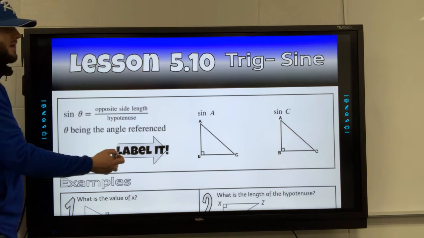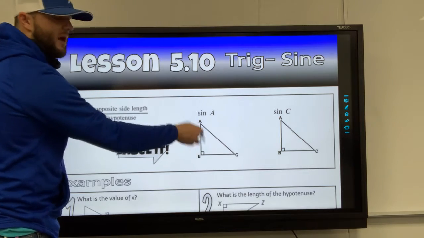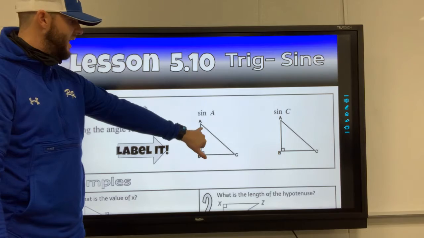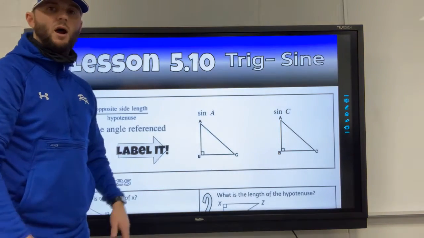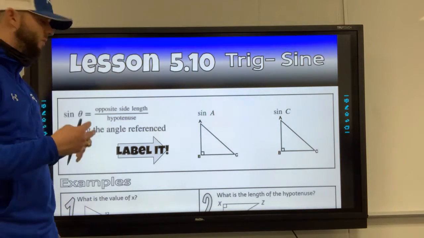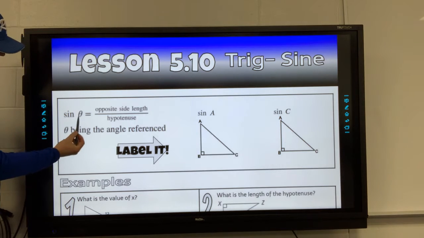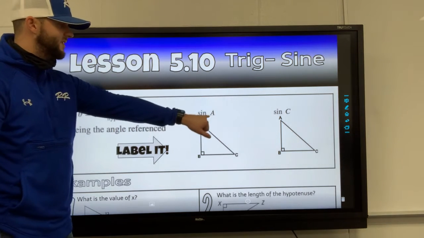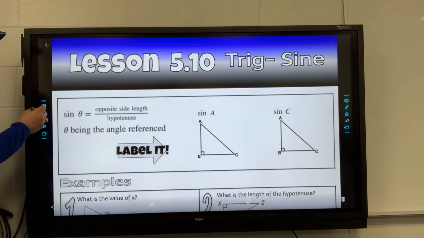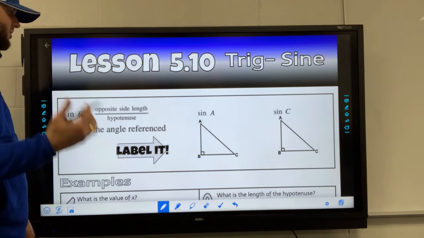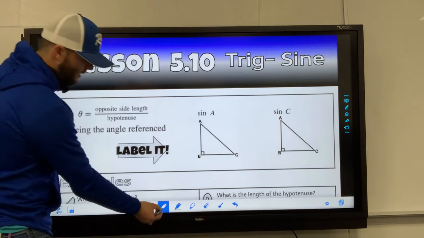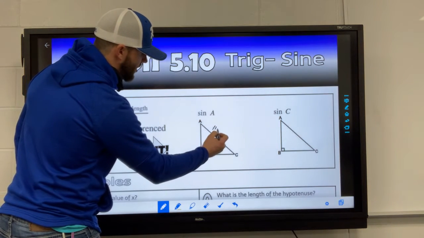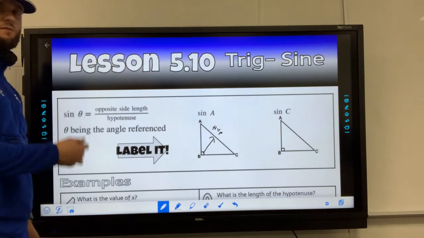And what I mean by that is whenever we take one of our right triangles here, we're going to be looking from either this angle or the other angle. Our sides are going to change depending on what angle we are using, okay? So it says with theta being the angle referenced. So on this one right now, if I'm doing the sine of A, I need to find what the sine ratio of A is going to be. So with that being said, automatically I know opposite of my right angle is always your hypotenuse. Always. It's never going to change.